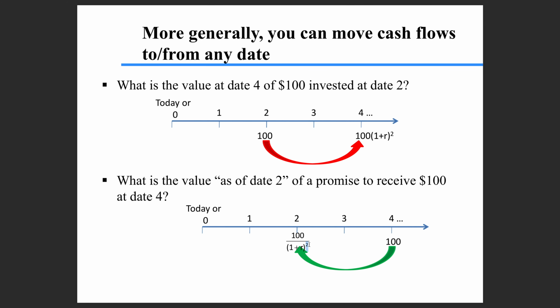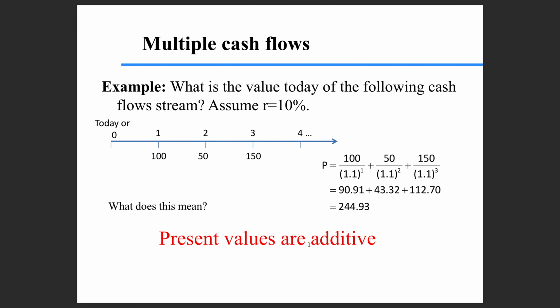What if we have many cash flows? For example, we have an asset that pays the following cash flows over 3 years. I can't just add these cash flows because they are received at different points in time, but I can add their present value. To find the value of this cash flow stream of 3 cash flows today at time 0, I need to discount each cash flow by 1 plus r raised to the power t, and t is the time period when I receive this cash flow.